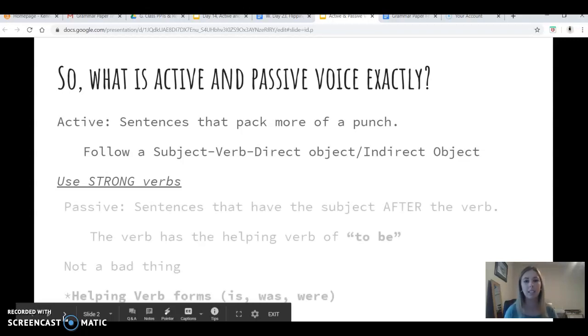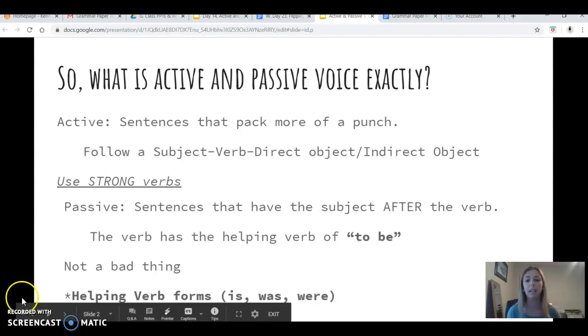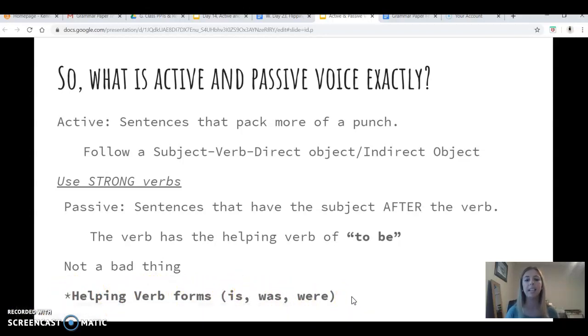Passive sentences, on the other hand, are sentences that have the subject after the verb. I think it was very important to note that passive sentences use helping verbs. I put this down here at the bottom. We already know what the helping verbs are. We've been over them. It's is, was, were, those past tense verbs that we use.